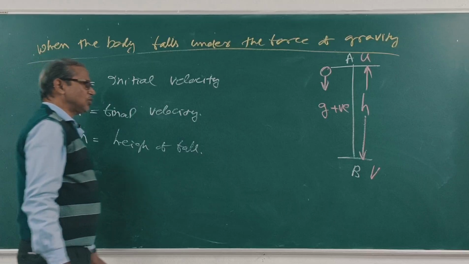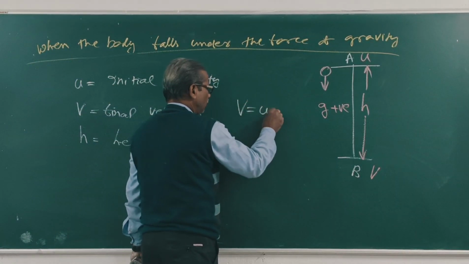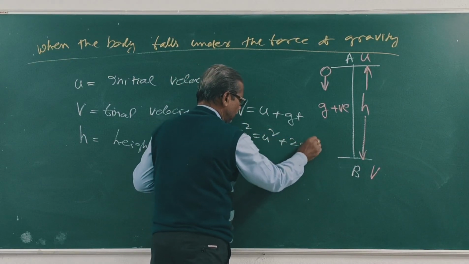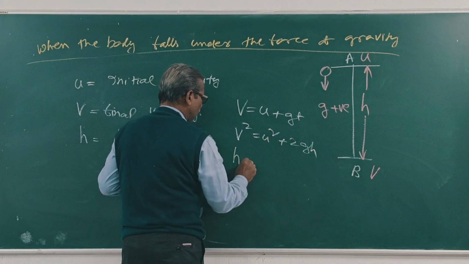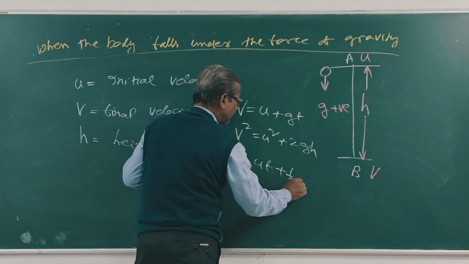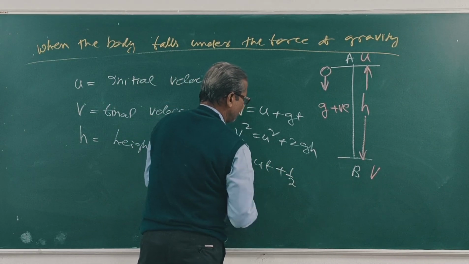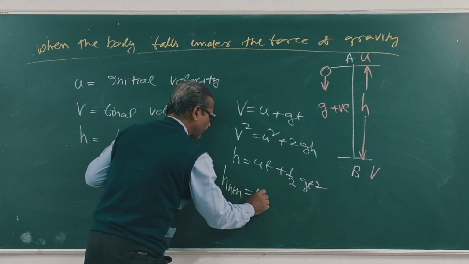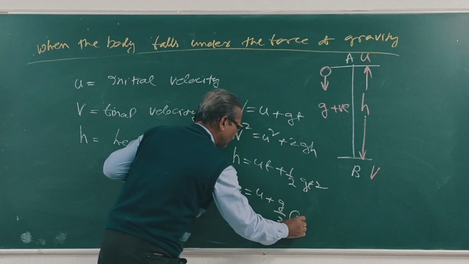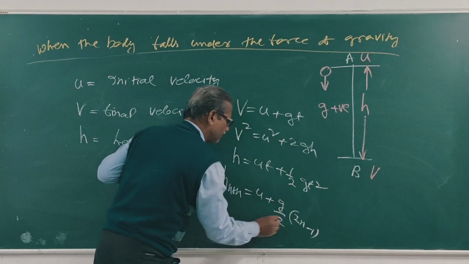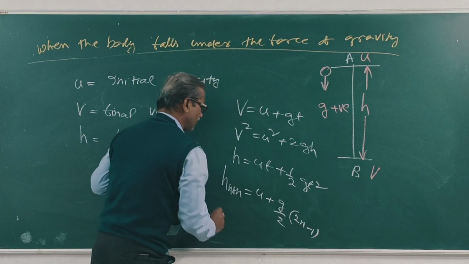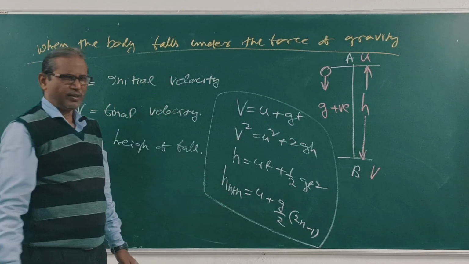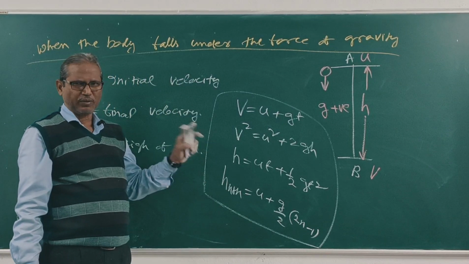Now, what is v equal to? u plus gt. What is v square equal to? u square plus 2gh. What is h equal to? ut plus half gt square. What is h nth equal to? u plus g by 2 into 2n minus 1. Clear? This is the equation of motion when the body falls under the force of gravity.